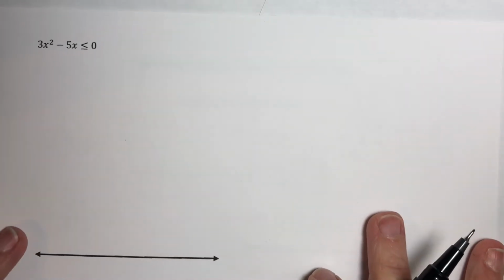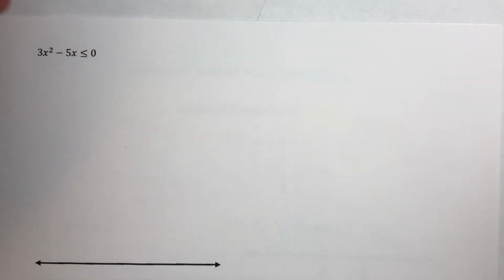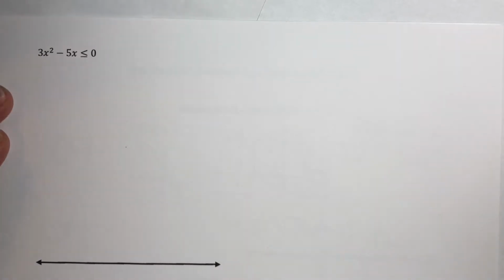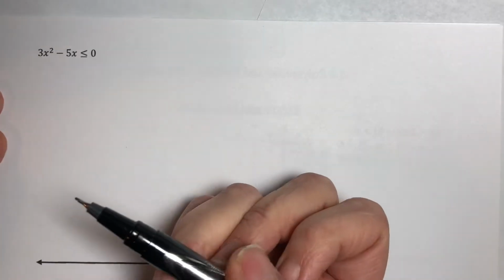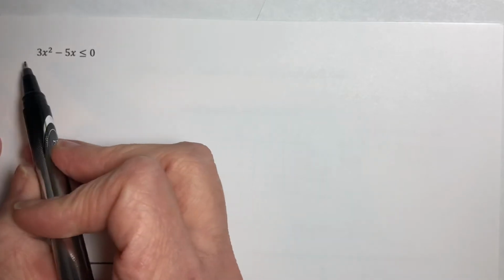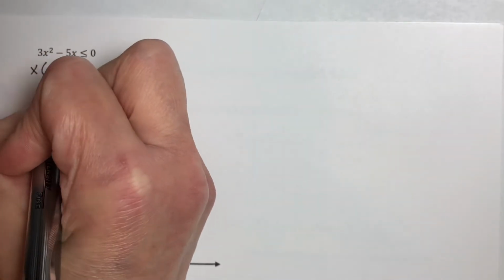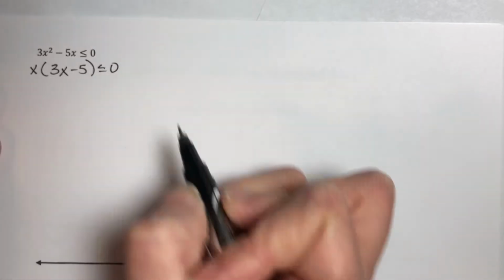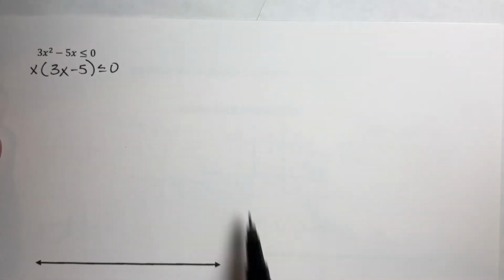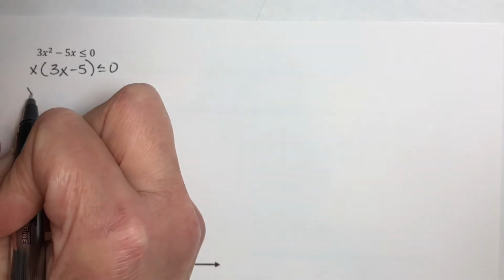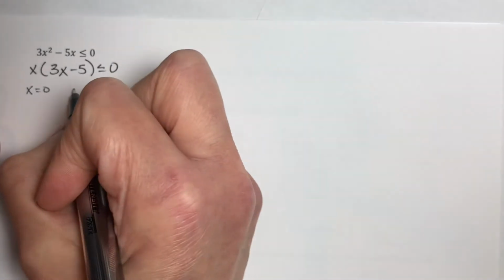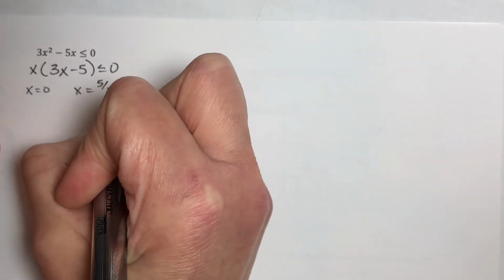Okay, let's solve this inequality. 3x squared minus 5x is less than or equal to 0. Okay, we need a 0, and we have that. Now we want to factor this. I can factor out an x, and it gives x times 3x minus 5 less than or equal to 0. And then if I set each of these equal to 0, I get x equals 0 for this. And this one, I solve that, and I'll get x equals 5/3.